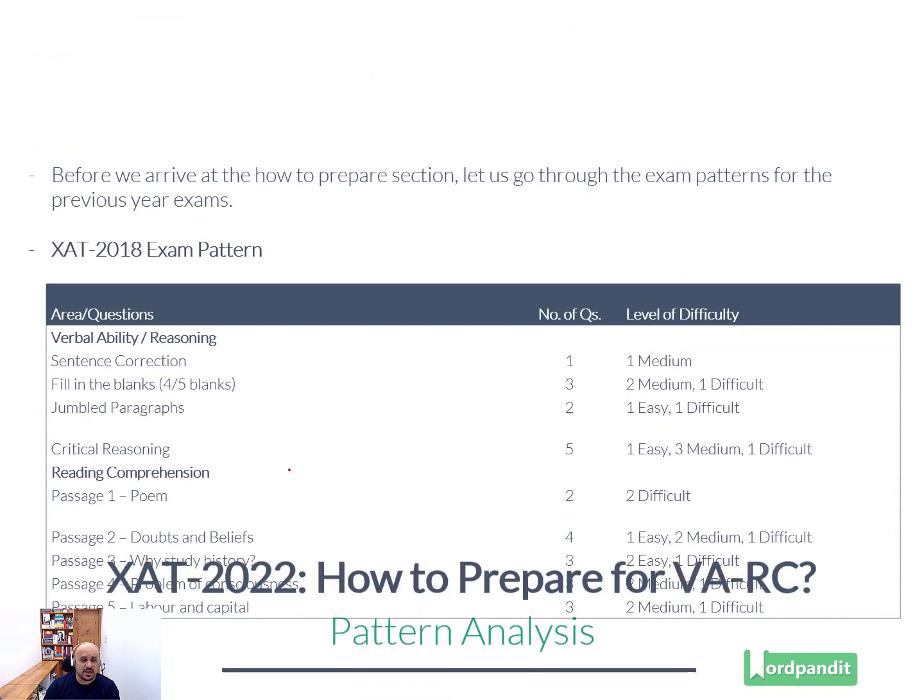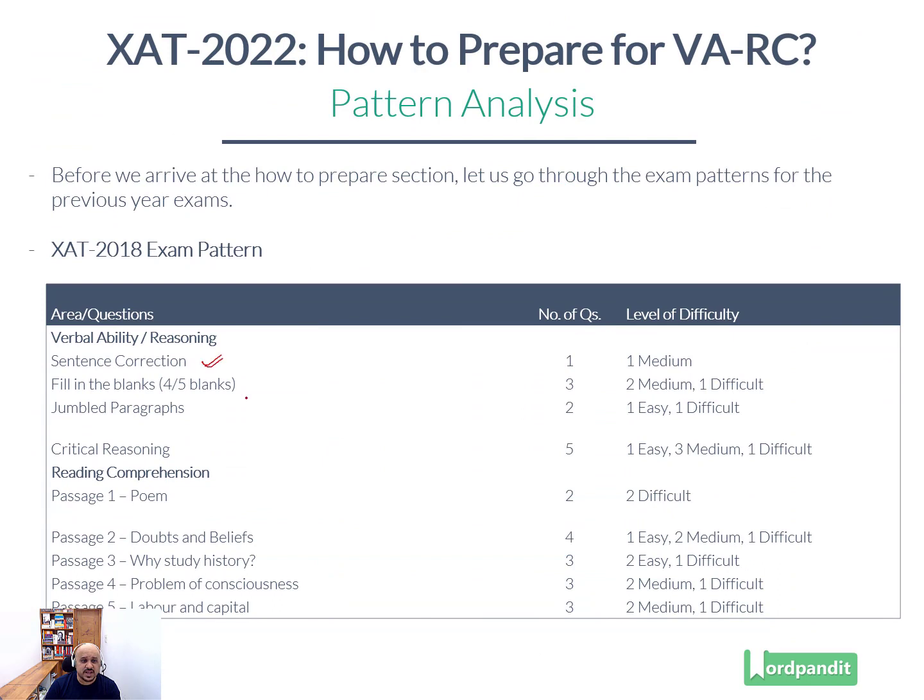And if we go back 1 year before that, you get sentence correction. So that's 1 grammar question, 3 vocab questions, and again para-jumbles and critical reasoning, 7 questions in total. And then you've got your poem and 4 RCs. So if I look at the consistent theme for the last 4 years, right?